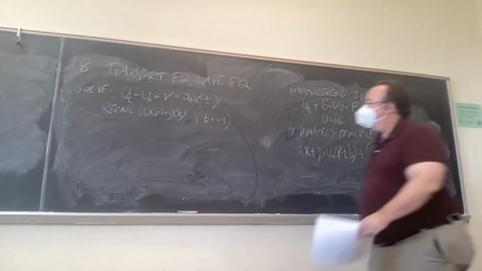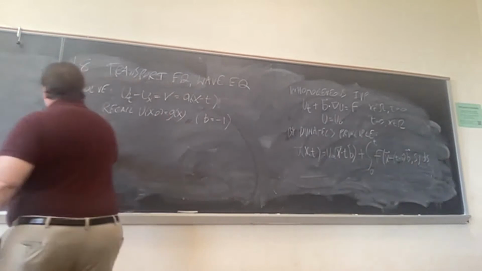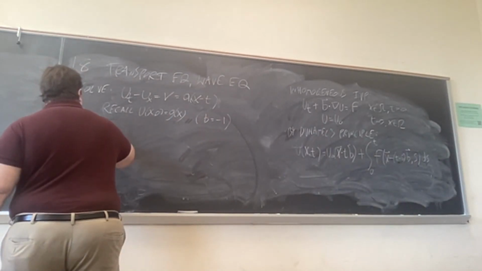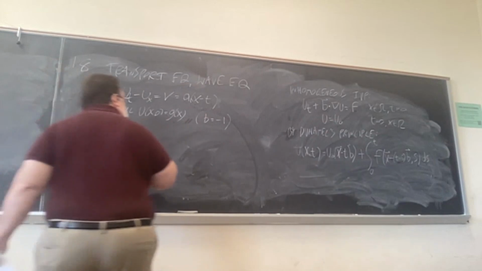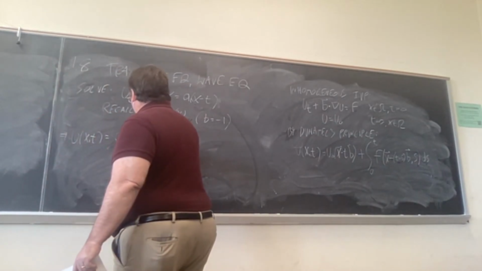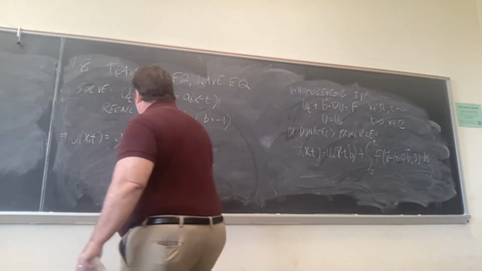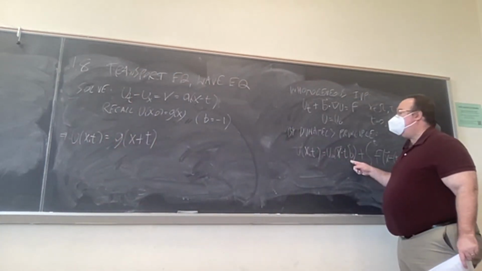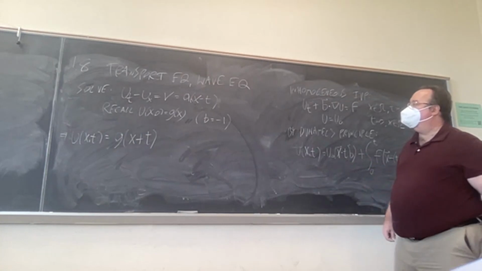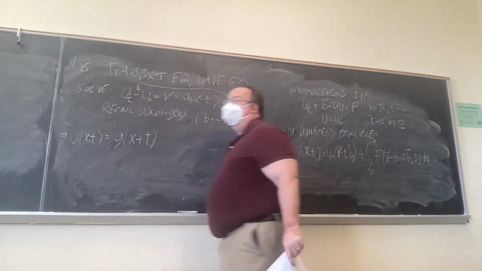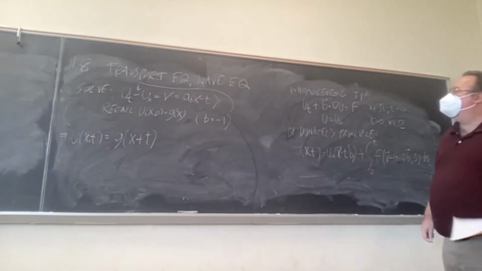Okay, so using that solution formula, I can say that u of x,t is equal to the initial data, g of x plus t, because here we have x minus tb, but b is minus 1. This minus 1 comes from that coefficient of minus 1 there.